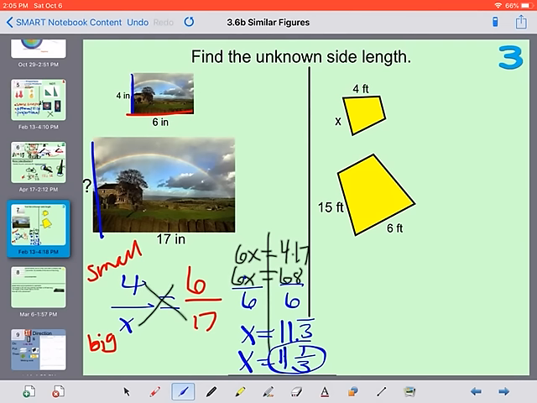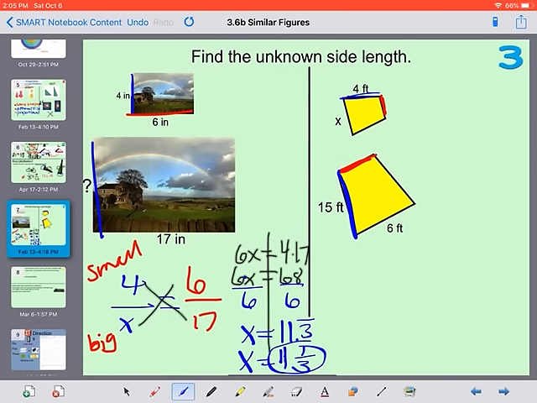Alright, next one. We need to be careful on this one. This shape is actually turned. This is the shortest side here, and this is the shortest side as well. So we need to make sure we're setting these in proportion to each other. So if that's the shortest side, the one to the left will be 15, and that one is 4.